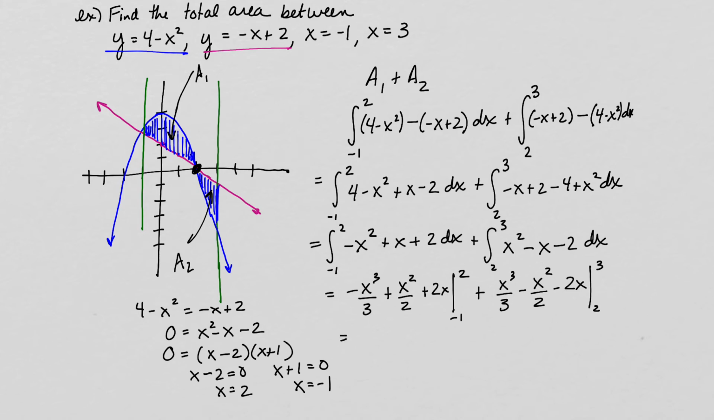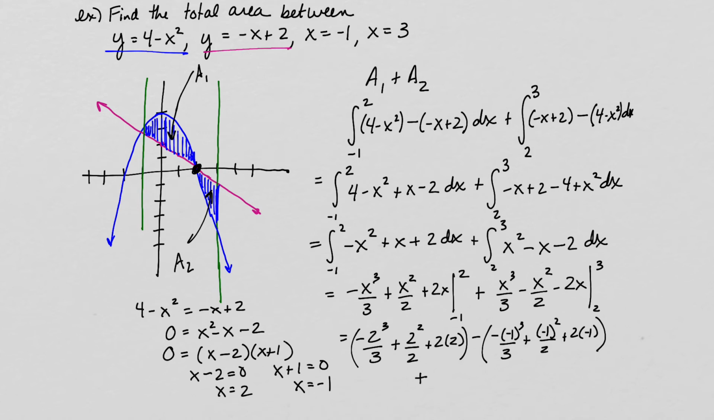And then I just have to plug in. So minus 2 cubed over 3 plus 2 squared over 2 plus 2 times 2, minus negative 1 cubed over 3 plus negative 1 squared over 2 plus 2 times negative 1. That's all the first part. Plus the second part would be 3 cubed over 3 minus 3 squared over 2 minus 2 times 3, minus 2 cubed over 3 minus 2 squared over 2 minus 2 times 2.